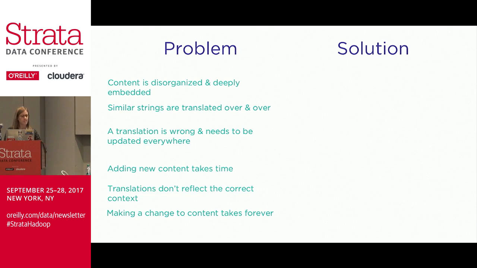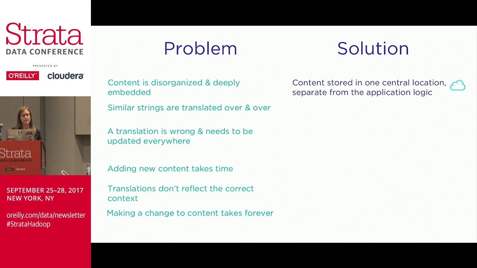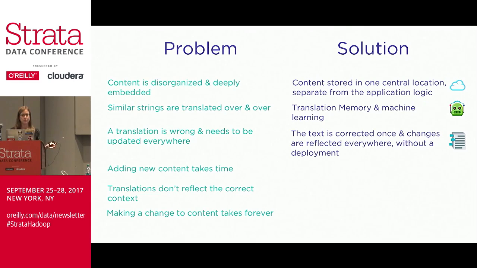So in terms of localization, some of the things that we're solving by adding machine learning: normally in applications, if you haven't localized, your content is really disorganized and it can be deeply embedded. So by putting it into its own layer, it's completely separate from your application logic. And you get a lot of things being translated over and over again. Well, we solve that by just having a translation memory. Anytime we see a string that we've seen before, we give it the correct translation. And if you have a translation that's wrong and you don't want to have to touch that in lots of different places, you just correct it once, and then the changes get reflected everywhere because you're using this translation memory concept.